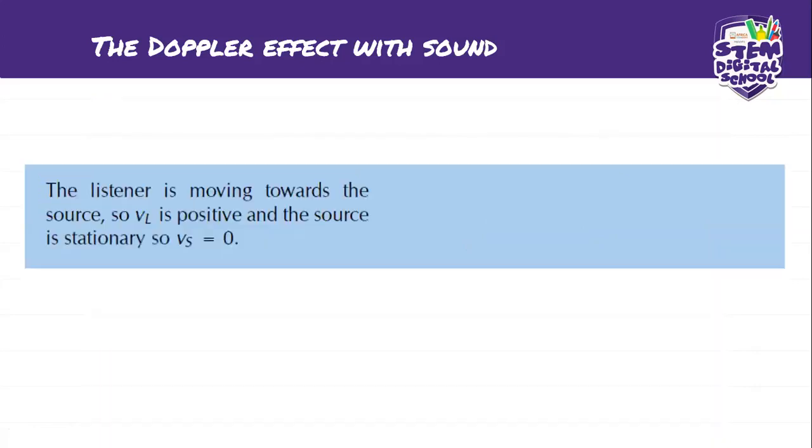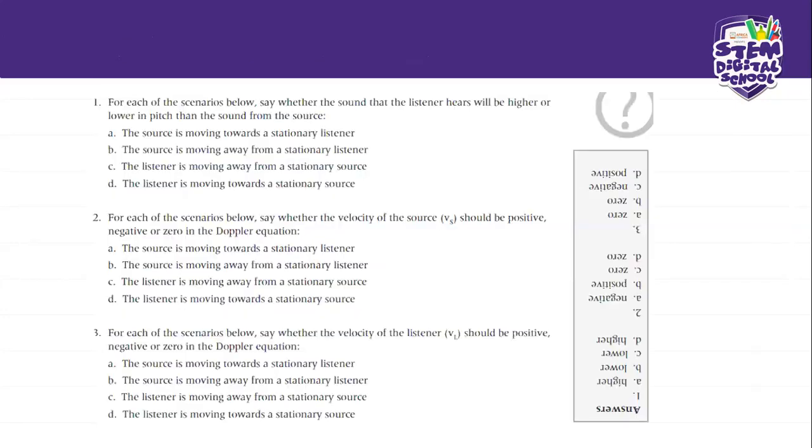So moving on, the listener is moving towards the source, so the VL is positive and the source is stationary. Okay, this we've spoken about. So here's another problem that we can do.